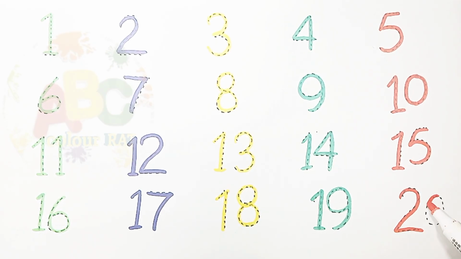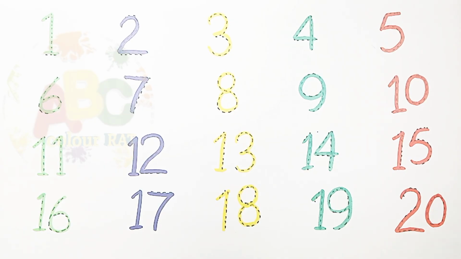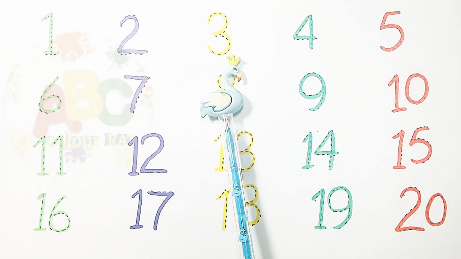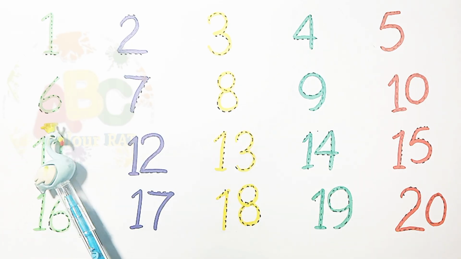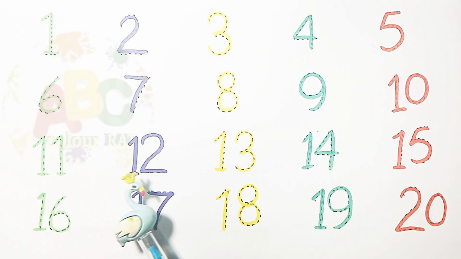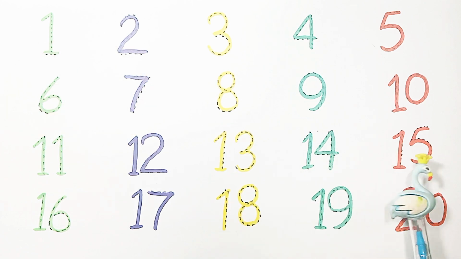Number 20. 1, 2, 3, 4, 5, 6, 7, 8, 9, 10, 11, 12, 13, 14, 15, 16, 17, 18, 19, 20.